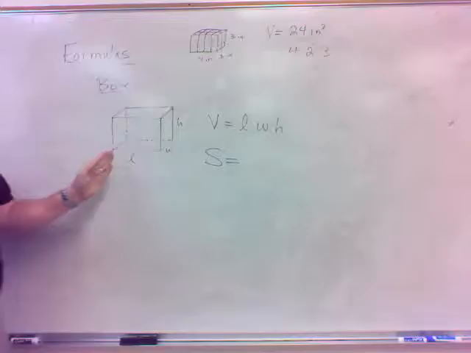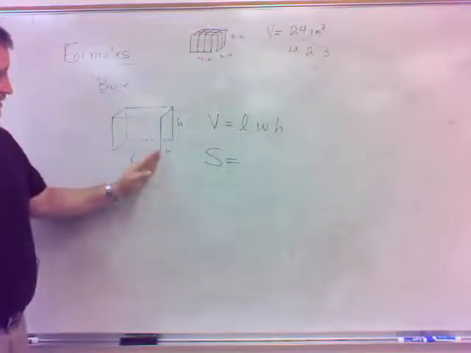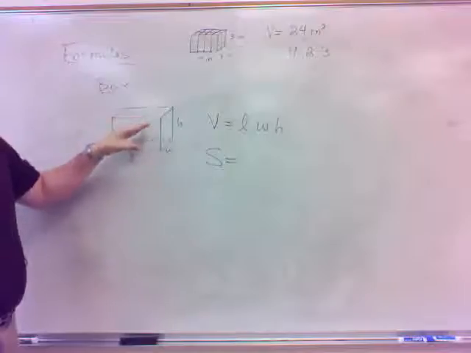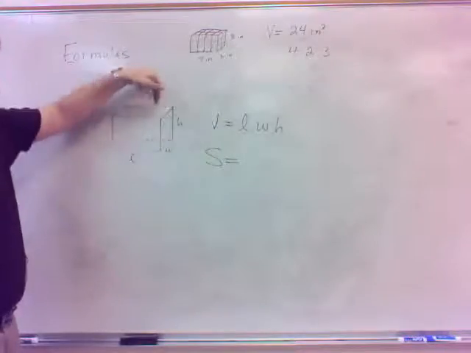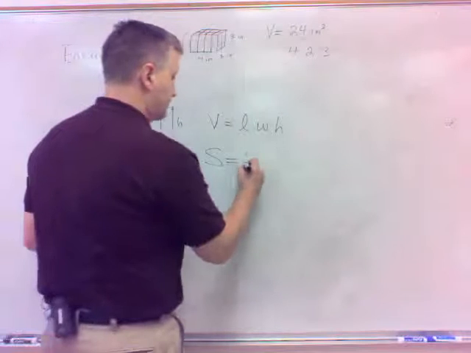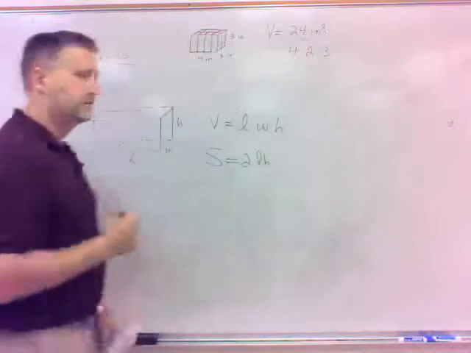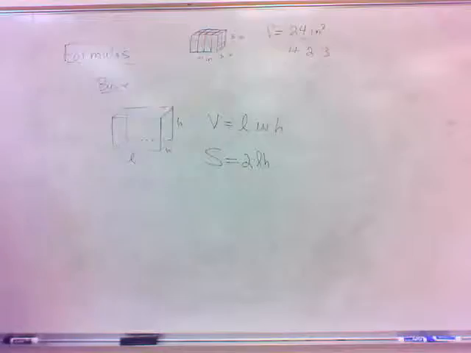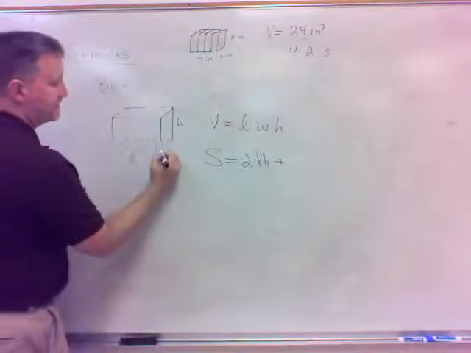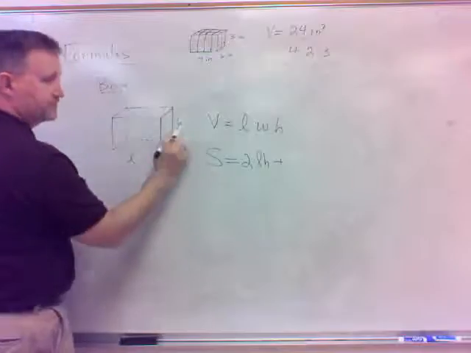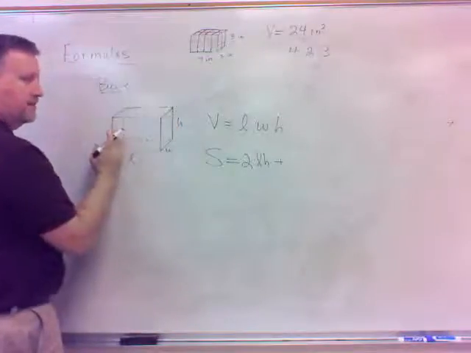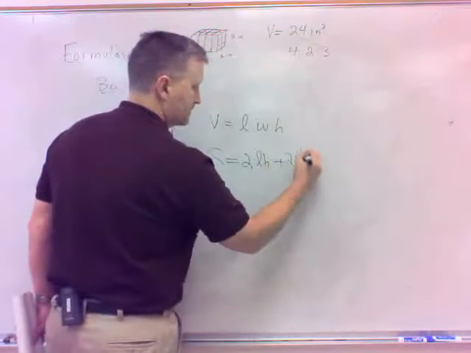Now, for the front, I've got the length and the height. So the area of that would be LH, right? Well, it just so happens I have an LH in the back too. So don't I have 2 LHs? For the sides, well, the sides are rectangles. They're WHs. So this area to the side is WH, and then I've got the left side, that would be WH. So I've got 2 WHs.